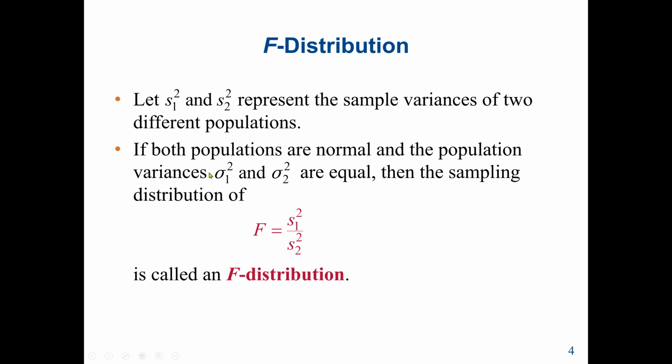So here we are saying that if the two populations are normal and the population variances are equal, and we collect a sample from each population, then with S1 squared and S2 squared as the two sample variances, the sampling distribution F is equal to S1 squared over S2 squared. This is called the F distribution.